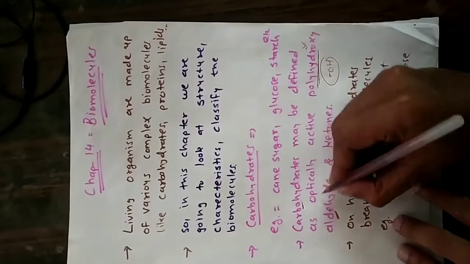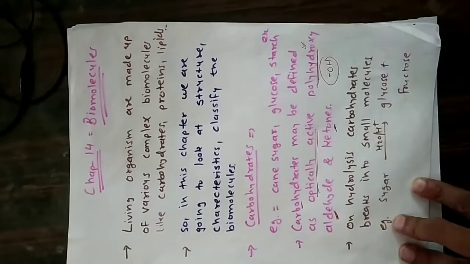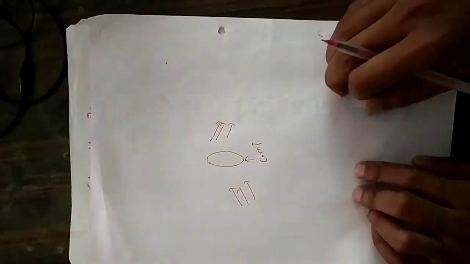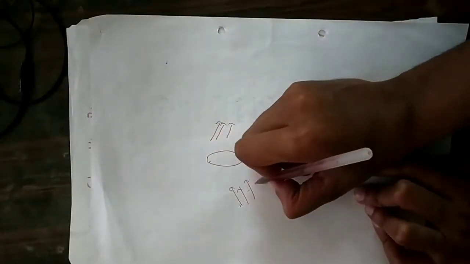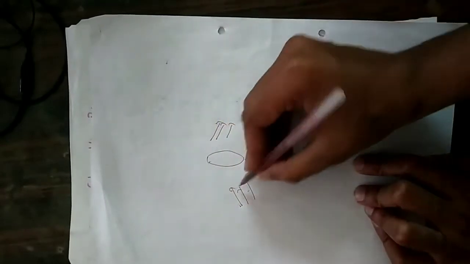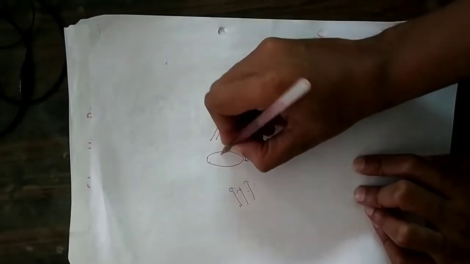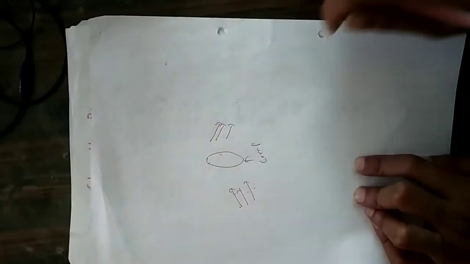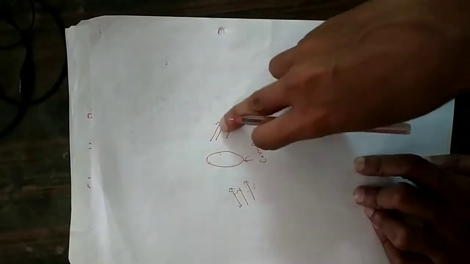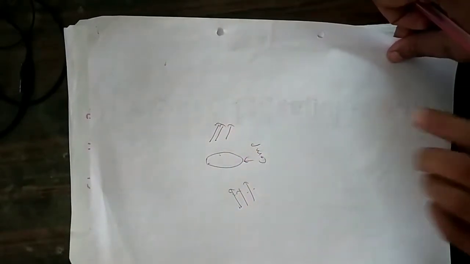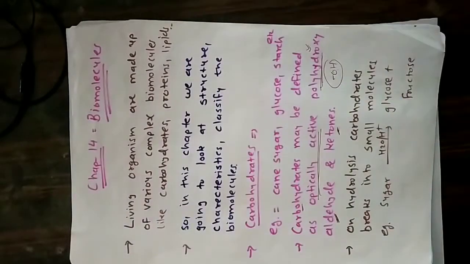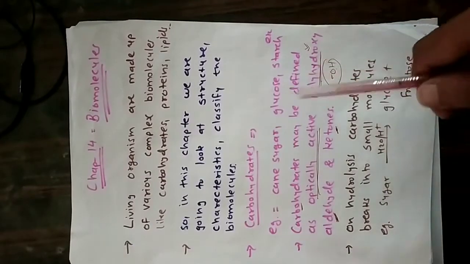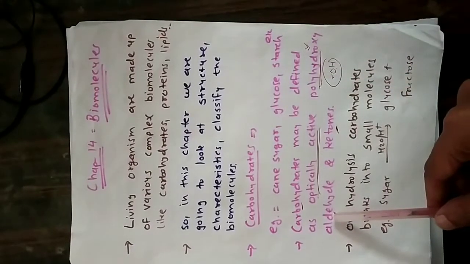Here, what do you mean by this term optically active? It means when plane polarized light falls on this compound, it has the tendency to rotate the direction of light. That is called an optically active compound. Basically it rotates the light. So carbohydrates are optically active, and they must have polyhydroxy, meaning more than one OH group, and an aldehyde or ketone group in them.